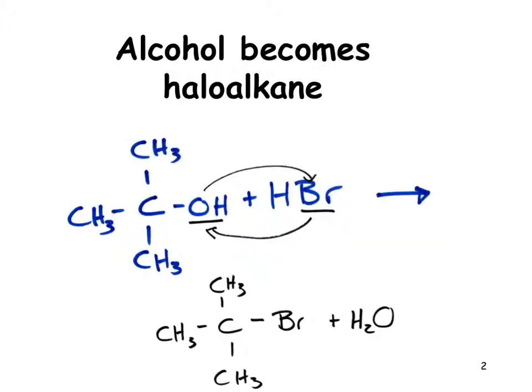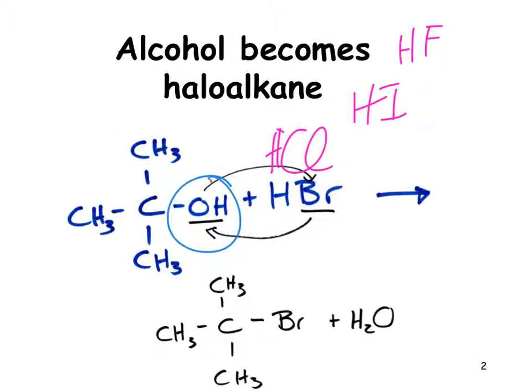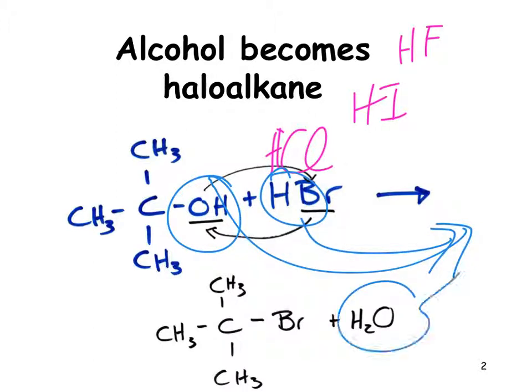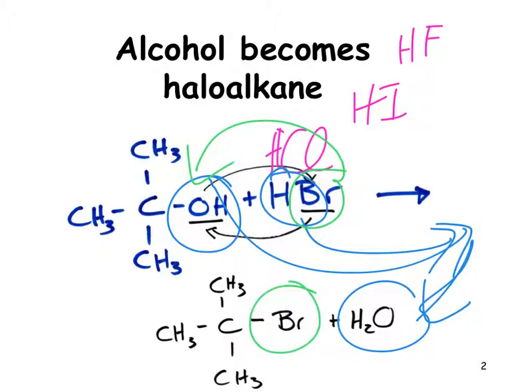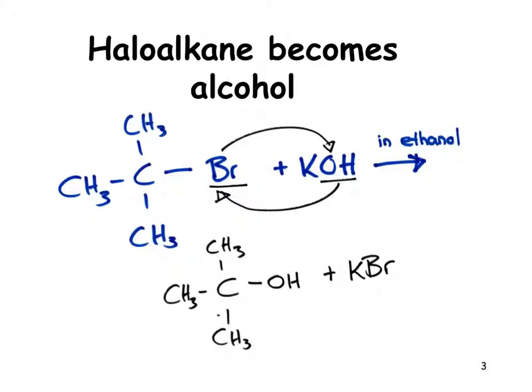So, an alcohol can become a haloalkane by adding a hydrogen bromide or a hydrogen chloride or a hydrogen iodide or a hydrogen fluoride. And what happens is, under the right conditions, the OH group from the alcohol comes off. It joins up with the hydrogen to form water. And then you are left with the bromine being substituted in and now being on the hydrocarbon, which now becomes a haloalkane.